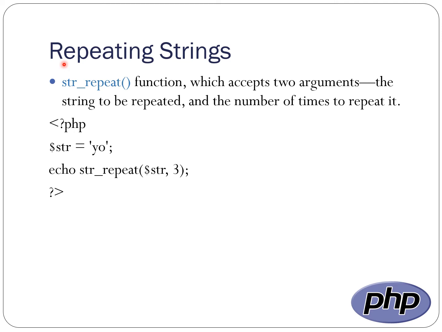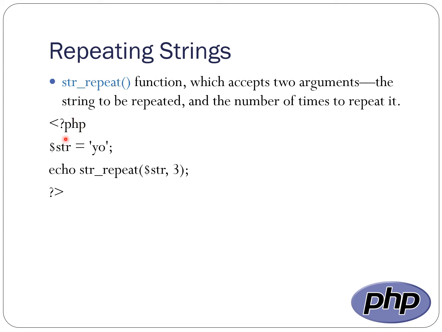The next function is for repeating strings. The function is str_repeat. The str_repeat function accepts two arguments: the string to be repeated and the number of times to repeat it. So str_repeat is a function that is available in PHP for repeating a sequence of characters. This particular function takes two arguments. First argument is the string that is to be repeated, and second argument is the number of times the string is to be repeated.